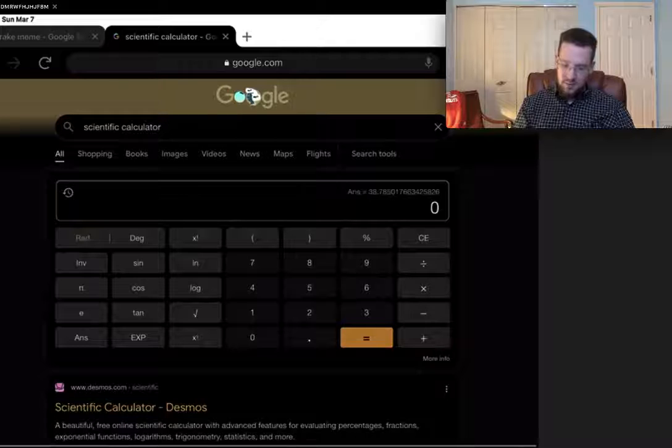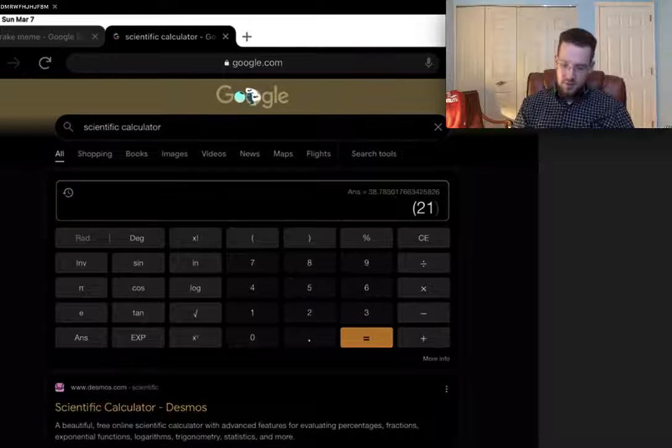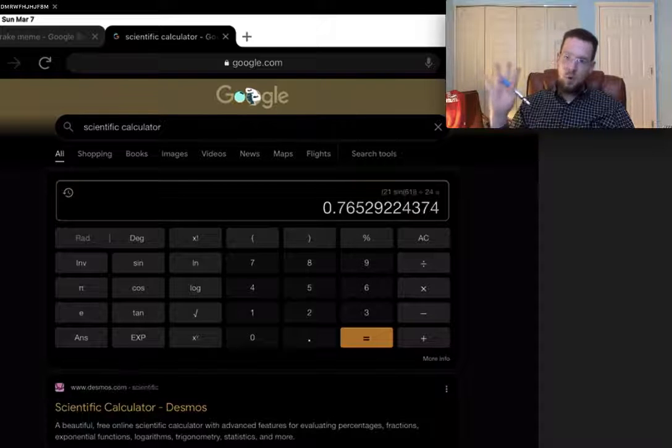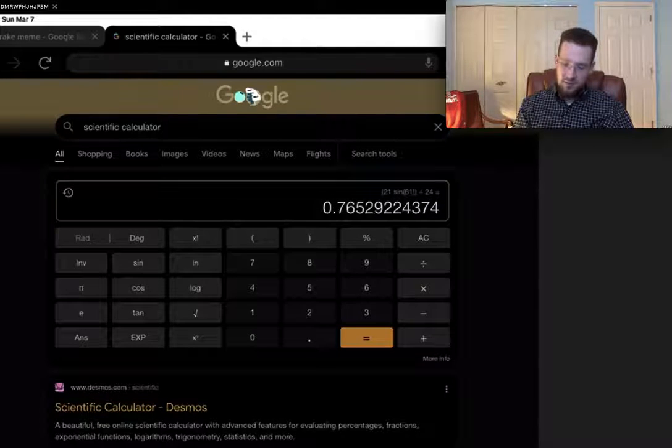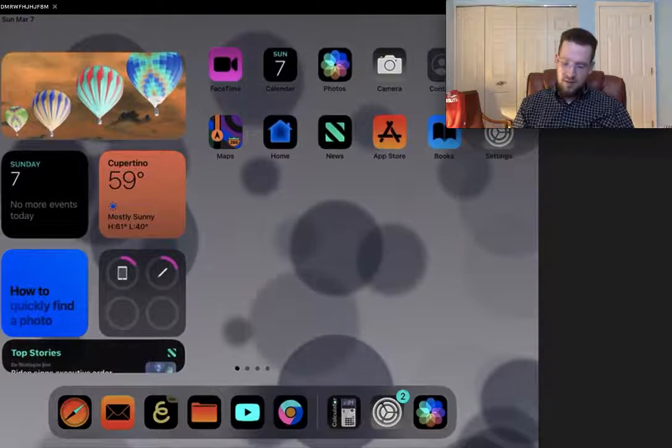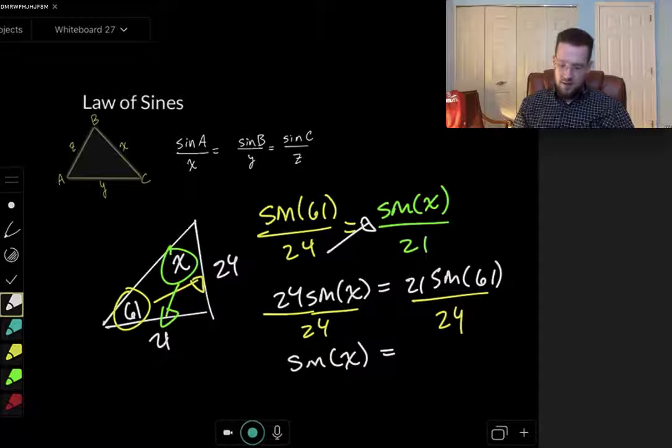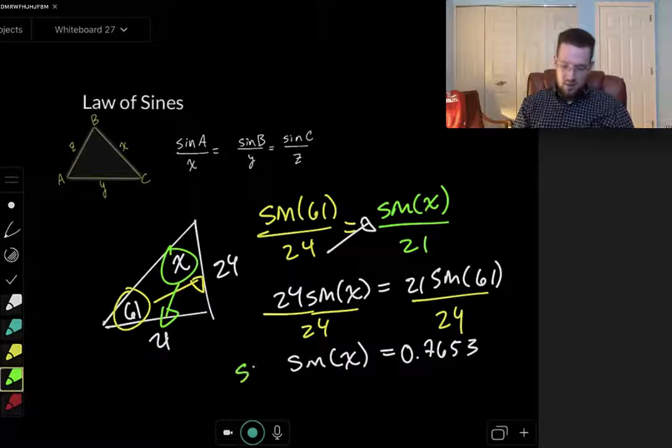Parentheses on the top. 21 sine 61, close parentheses, divided by 24. Enter. And I want 4 decimal places here, the big 4 decimal places. So 0.7653. And now I'm going to do the inverse of the trig function.